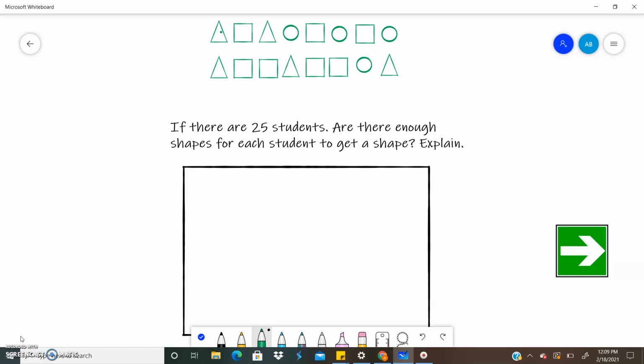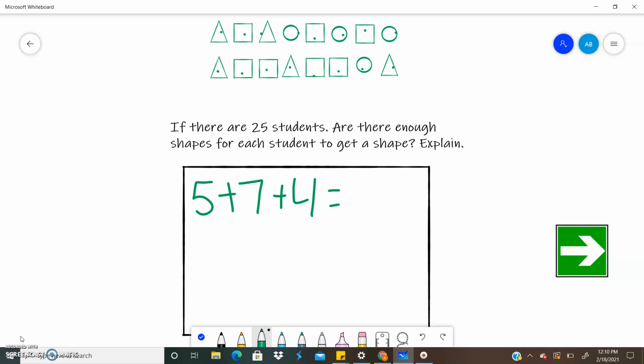We have 1, 2, 3, 4, 5 triangles. And we're going to add all the shapes together. So let's go to the next shape. How many squares did we have? 1, 2, 3, 4, 5, 6, 7. Okay, and then the last shape, we need circles. How many circles do we have? 4. All right, now let's add these together.